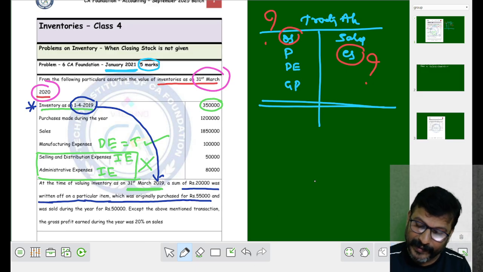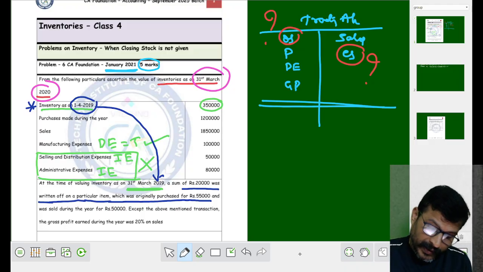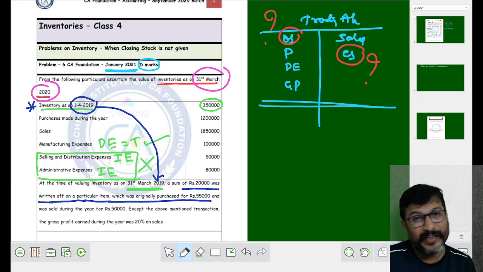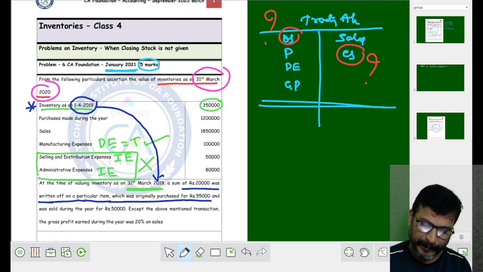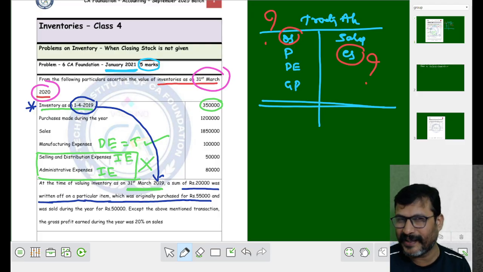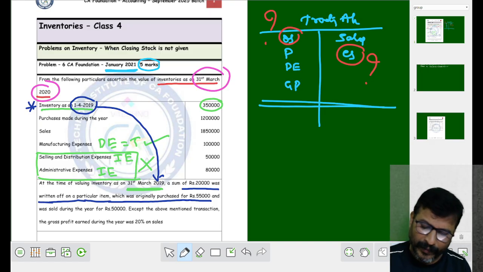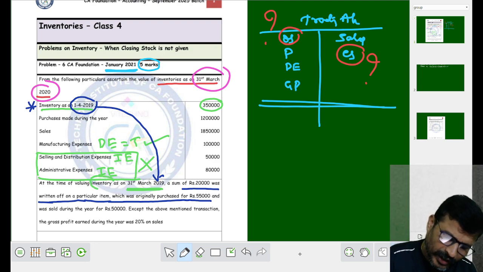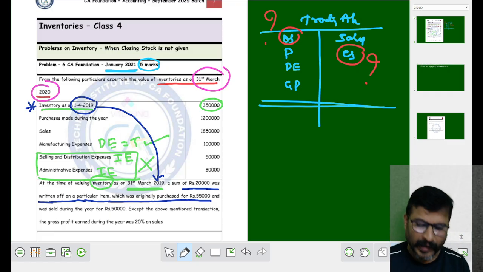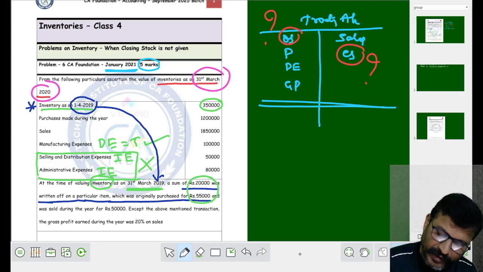When you concentrate, please listen with a lot of interest. What happened here? A sum of 20,000 was written off on a particular item. Written off means you have already subtracted, which was originally purchased for 55,000. See, you have purchased for 55,000. You have already written off 20,000. Written off out of what? Written off out of inventory. Out of inventory means out of opening inventory. Then what is the balance left out?